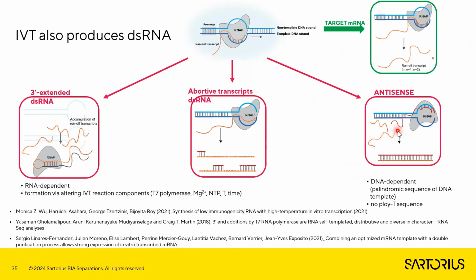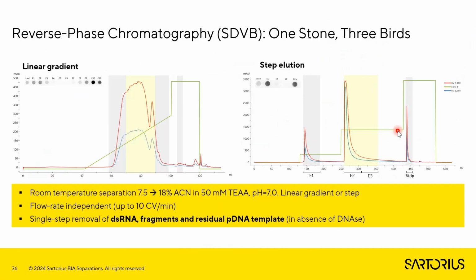And let me finish on the thought that IVT also produces double-stranded RNA as an unwanted side product. So how do we deal with this? Oligo DT turns out to really remove quite a lot of double-stranded RNA impurities, presumably those that are not polyadenylated, but typically there would still be some residual double-stranded RNA at that point.